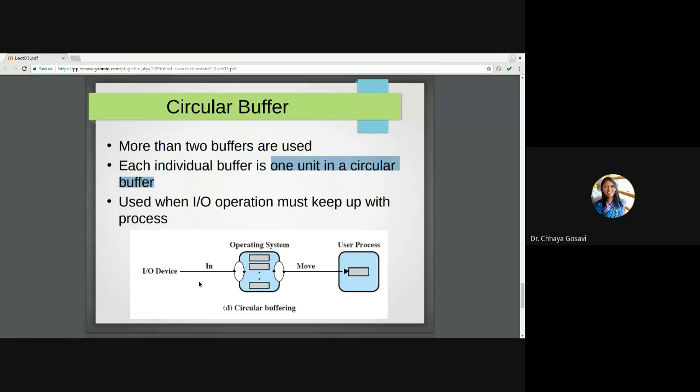If the data is continuous data, you're continuously reading. If it is live broadcasting, or you're continuously getting data from sensors or actuators, and you immediately want to process that data and perform some operation. At this time, the circular buffer plays an important role. Data can be read in advance from the input device and kept in the buffer and transferred to the user process from those particular buffers.